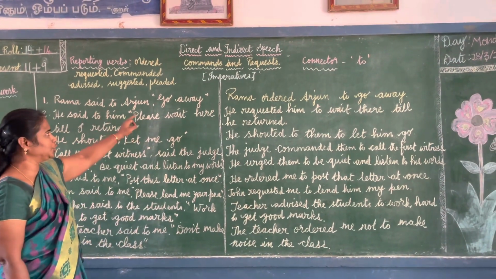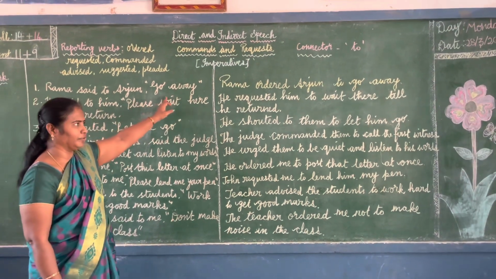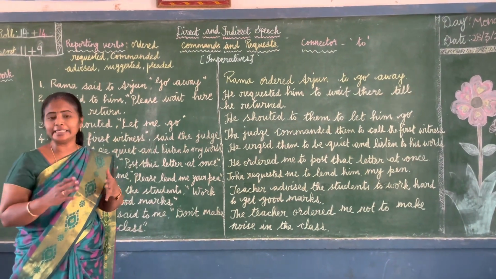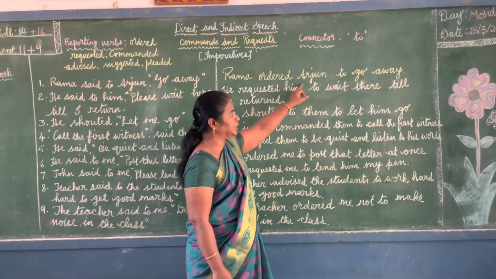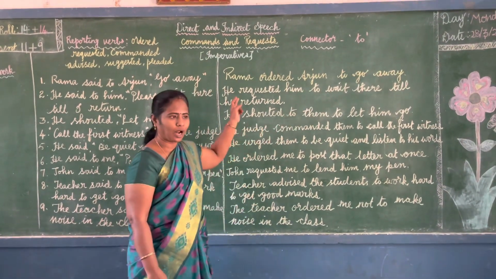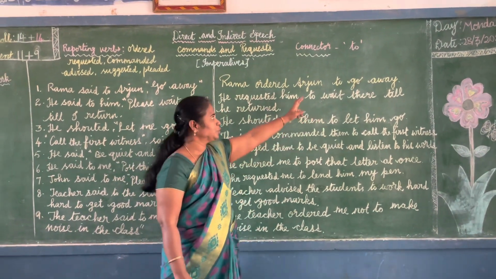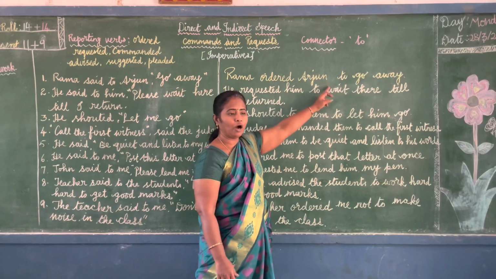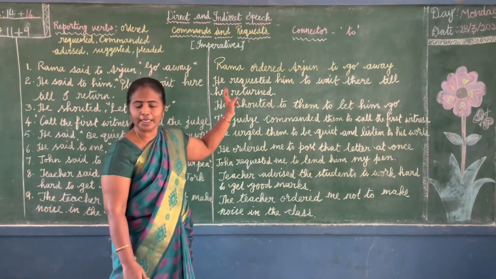See the first sentence. Rama said to Arjun, go away. So "go away" is an order. Okay. So Rama ordered Arjun to go away. So we have added "to", and after "to" you have to write the verb.